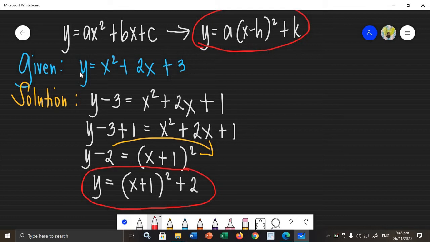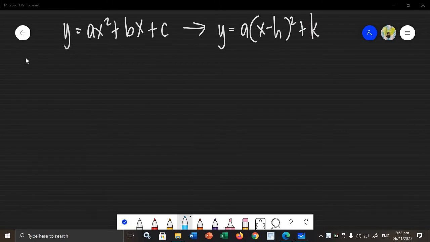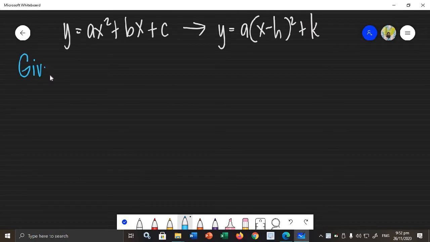When we transform this standard form of the quadratic function, we will come up with this function. Okay? So, let us solve another example. Next, let's say we have a given in standard form, of course.